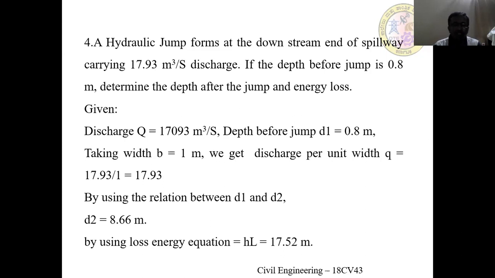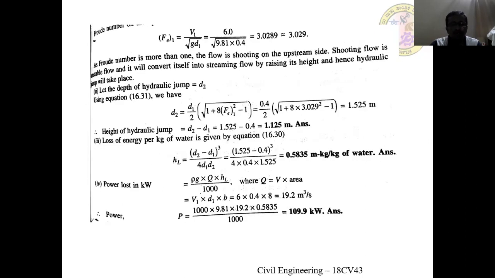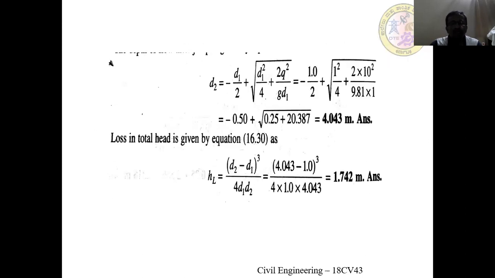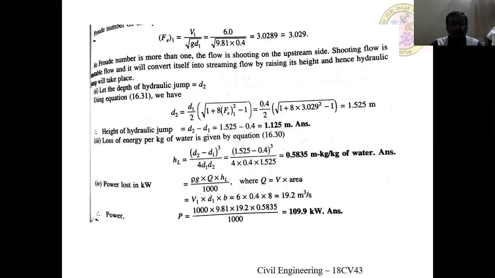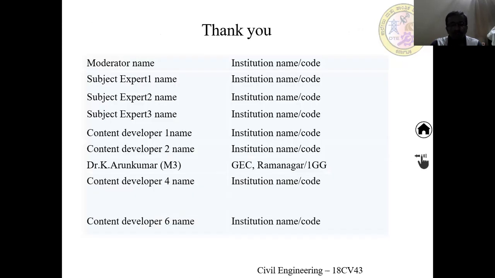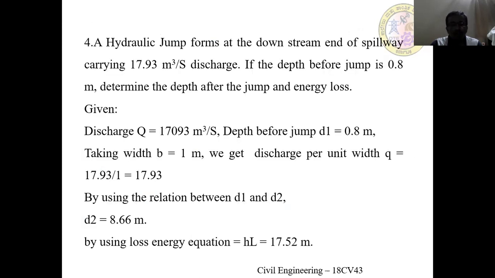By using the loss of energy equation, we get HL. The relationship between D1 and D2 is what you are studying, and loss of head is D2 minus D1 whole cube by 4 D1 D2. Substitute and we get the value of HL as 17.5. Okay, thank you.